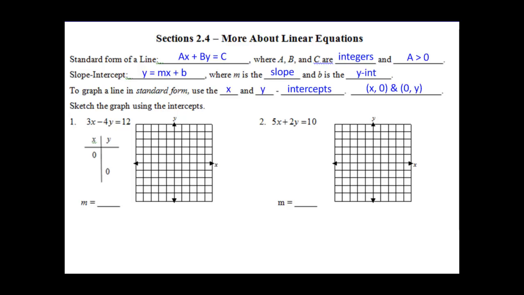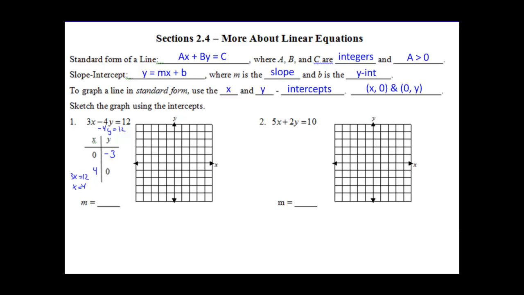If we're going to use the x and y intercepts, because this is standard form, if we input 0 for x, we're going to get negative 4y equals 12. If we divide by negative 4, we get negative 3. If we plug in 0 for y, we get 3x equals 12, so x equals 4. So the 2 points, and remember the smallest amount of things we need to graph a line is 2 points, and then we can find the slope and the y-intercept.